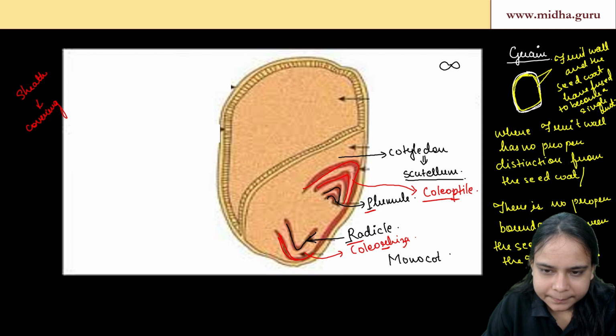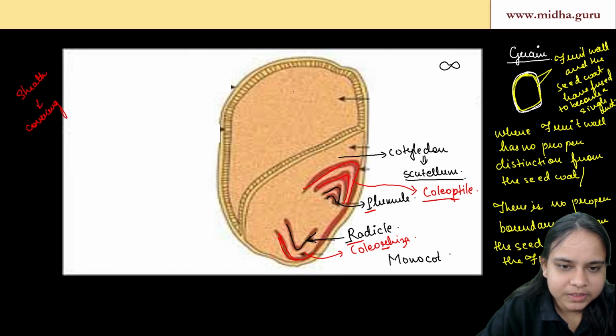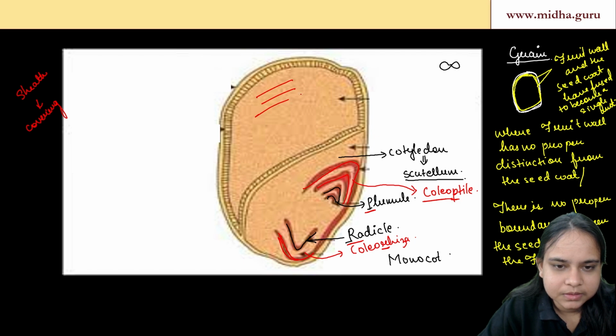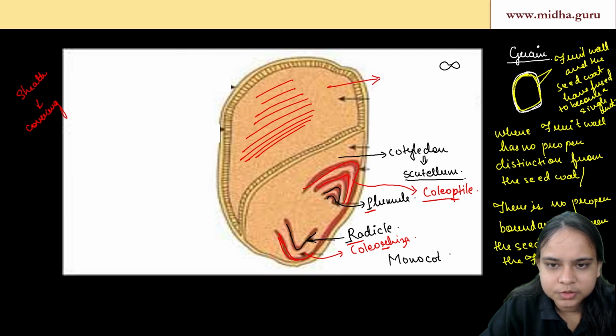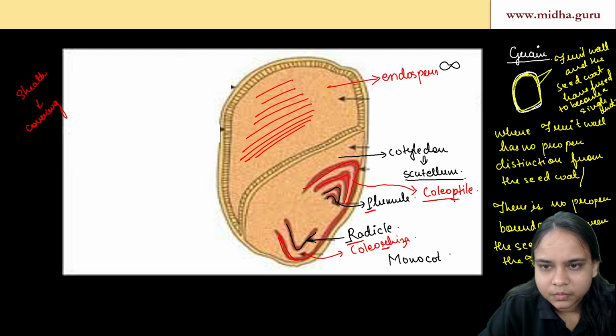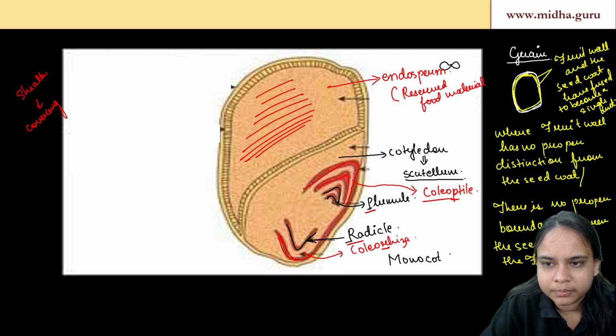coleoptile. Then we have a separate compartment for the endosperm. This compartment is called endosperm. And what is the endosperm? The reserved food material for the developing embryo.